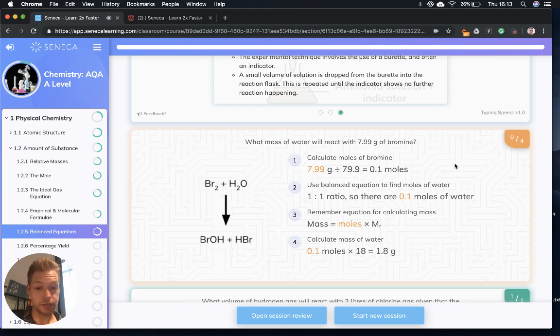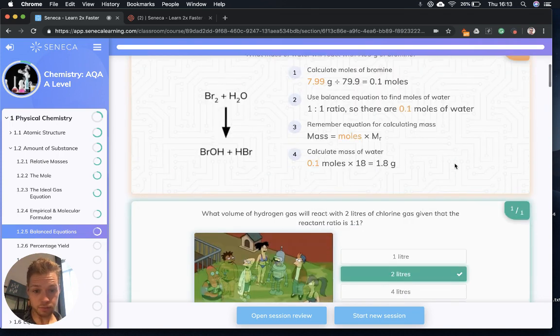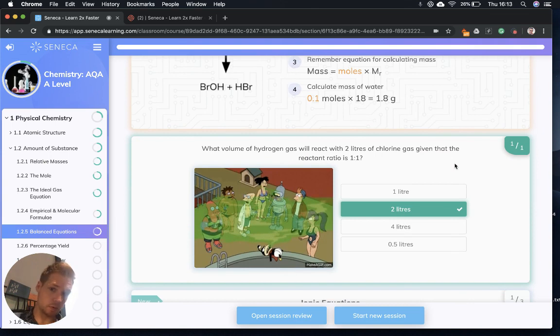So we know that we have 0.1 moles of water. Now, if we want to calculate the mass, we need to use the equation mass equals moles times Mr. So we do 0.1 moles times 18, which is our molecular mass for water, and that gives us 1.8 grams. Okay, so I hope that made sense. If not, rewind it, listen to it again. It will all become clear. Maybe write it out too, that will help.